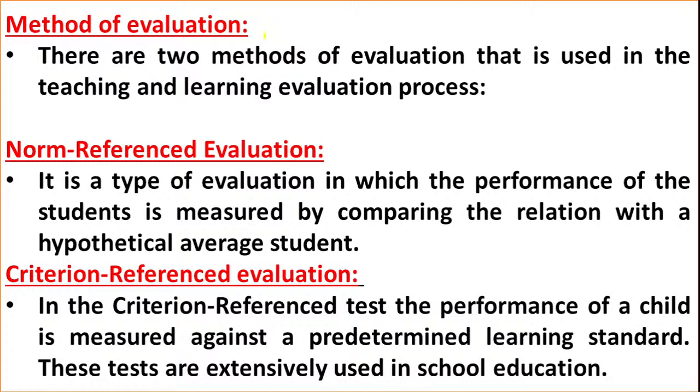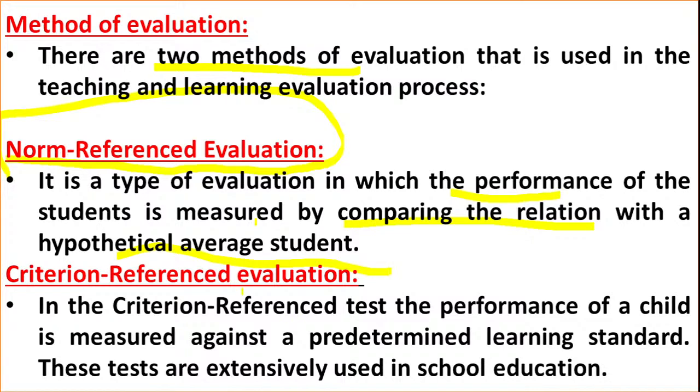Next, let us see the methods of evaluation. There are various methods for evaluation. Mainly, let us study one: norm referenced evaluation. Norm referenced evaluation is a type of evaluation in which the performance of the students is measured by comparing it in relation to a hypothetical average student. So here one student's result is compared with another student's result. In this way we compare and evaluate.